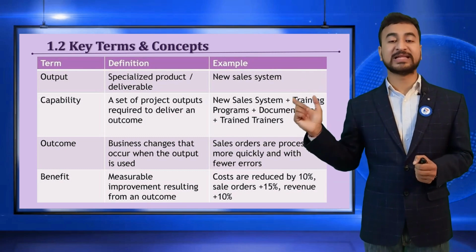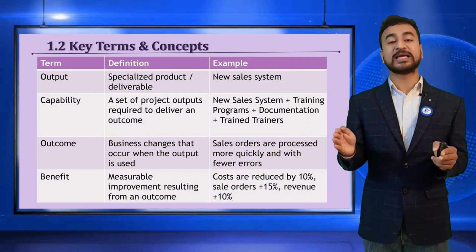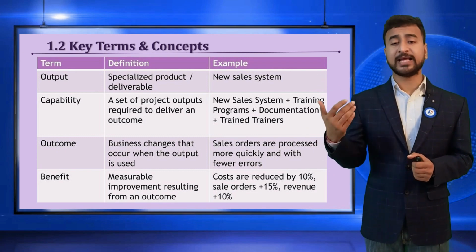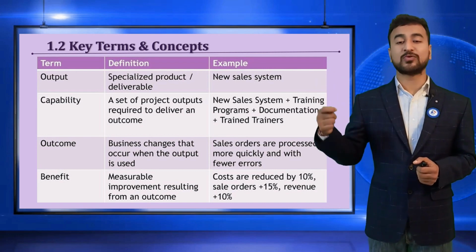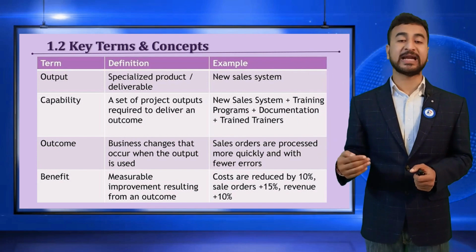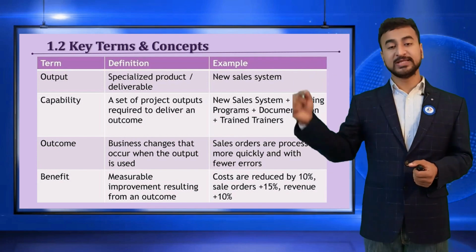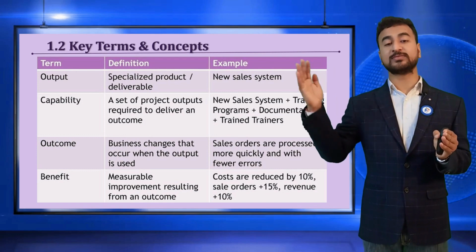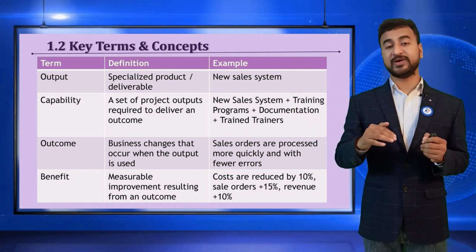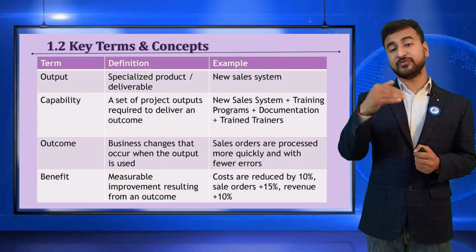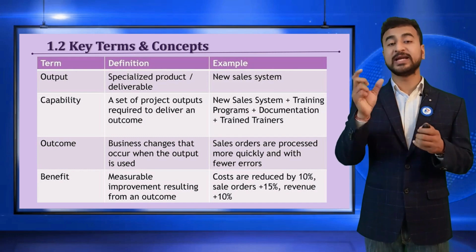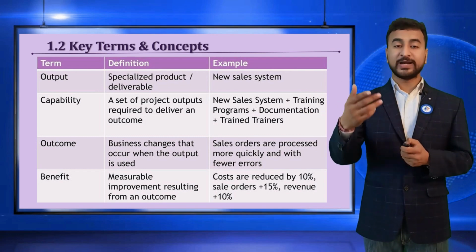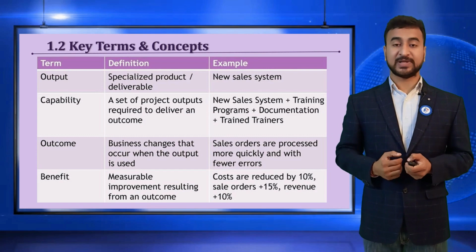And the benefit is always measurable. Please mark this keyword: measurable. You should have KPIs, key performance indicators, in place, by which you are measuring the change. Like your costs are reduced by 10%, your sales orders are increased by 50%, and your revenue is increased by 10%. That we call a benefit. So this is a key term that you have to understand and define: output, capability, outcomes, and the benefit. That is common everywhere. When you are a PMP aspirant, when you pass the examination and when you are discussing key terminology, you have to differentiate between output, capability, outcome, and benefits, so that you can coordinate in your team, in your office very quickly and effectively.